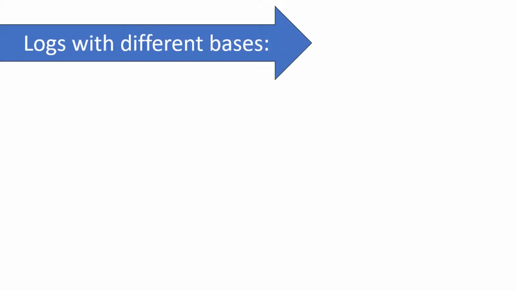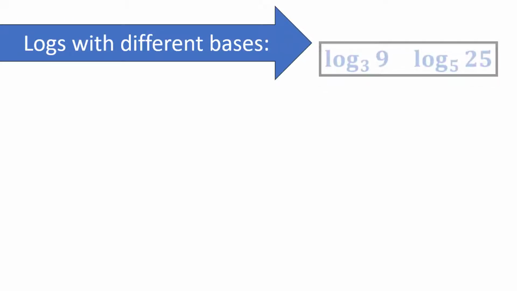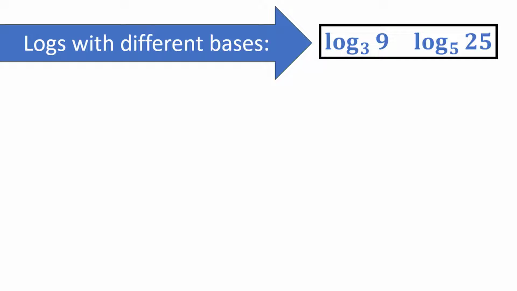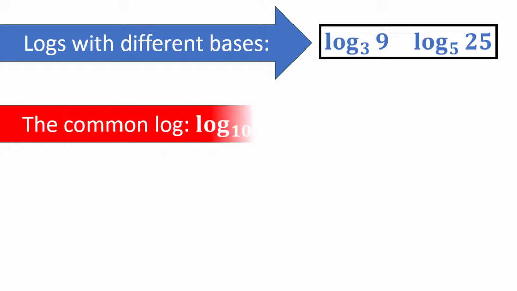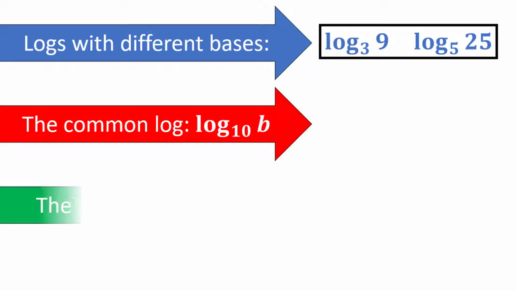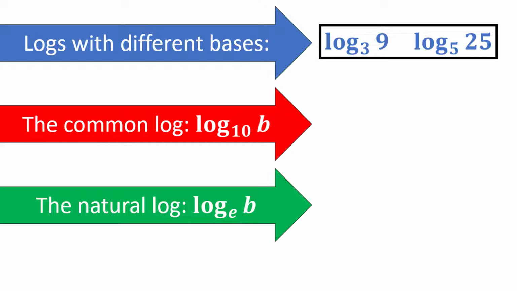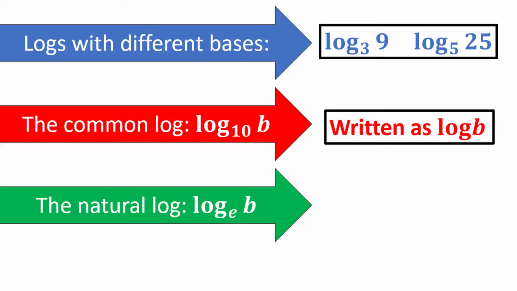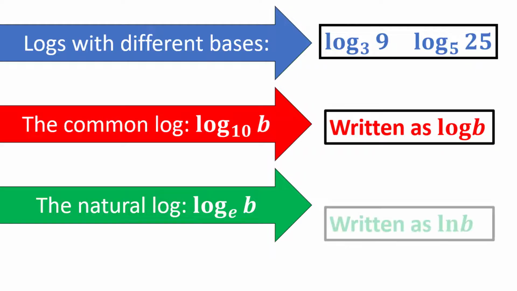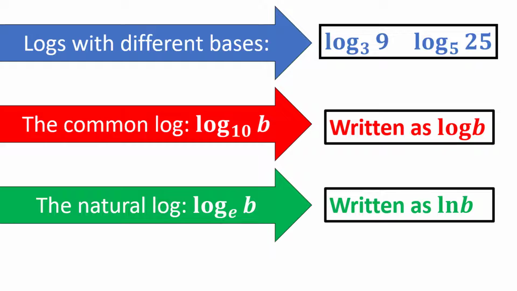Welcome, my friends! In the previous video, we discussed logarithms and dealt with logs involving all different kinds of bases, like log base 3 of 9 or log base 5 of 25. And we also talked about the two most common log bases, which are log base 10, which we call the common log, and log base e, which we call the natural log. We discussed how we typically write these special logs slightly differently. So the common log is written simply as log, with an implicit base of 10, and the natural log is written as ln, with an implicit base of e.